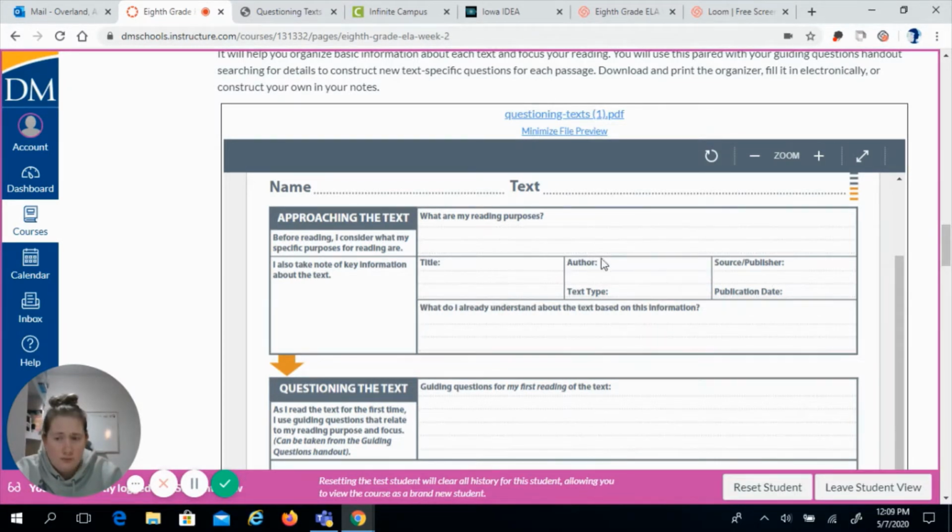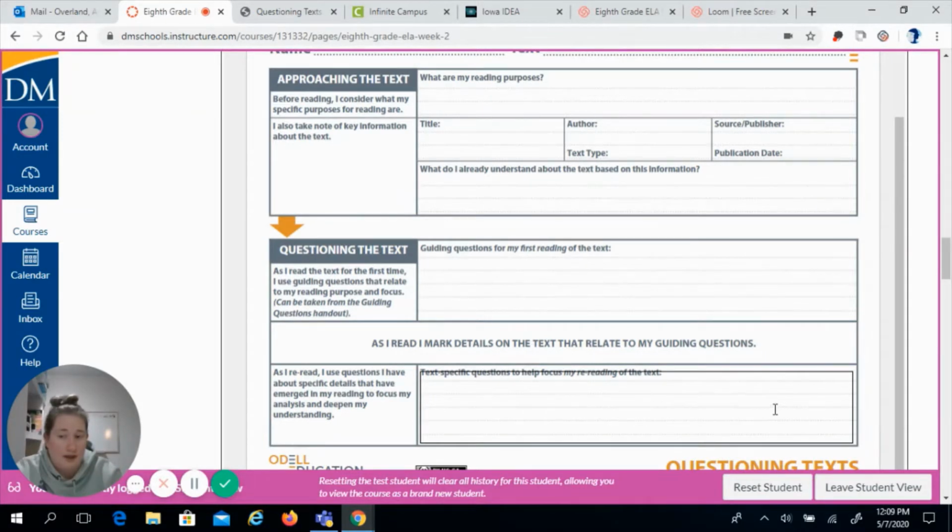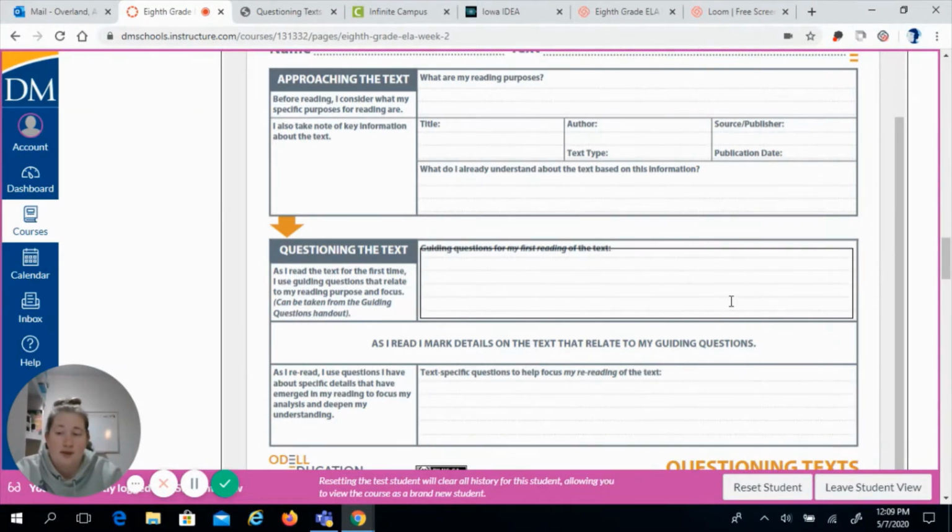So there are a lot of things you might already understand. Maybe you've already read the text before. Maybe you know a lot about the subject. So there are things you already understand. The only thing you're going to write in these 2 boxes down here are questions. You're not going to write answers. And that's for you to focus in on what you're trying to learn. So questioning the text. As I read for the first time, I use guiding questions. So your questions might be something like, what does the author want me to know? Or how does the author develop characters? That sort of thing.